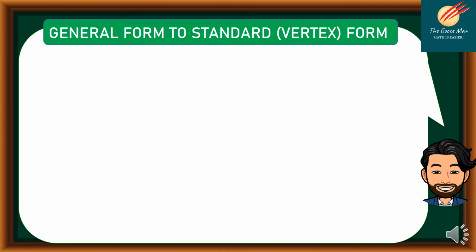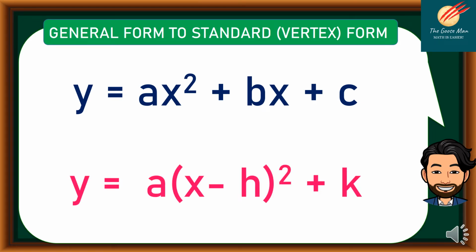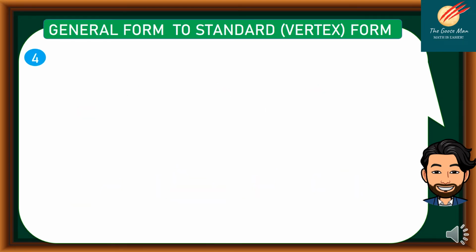Alright, so let's move on from general form to standard form or vertex form. Let's recall that the general form is y is equal to ax squared plus bx plus c. And we would like to transform this into this equation, y is equal to a times (x minus h) squared plus k. Let us consider problem number 4.